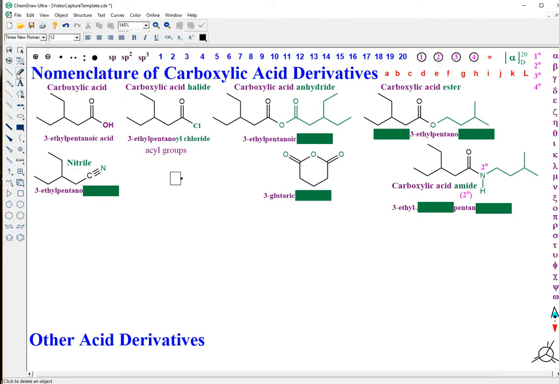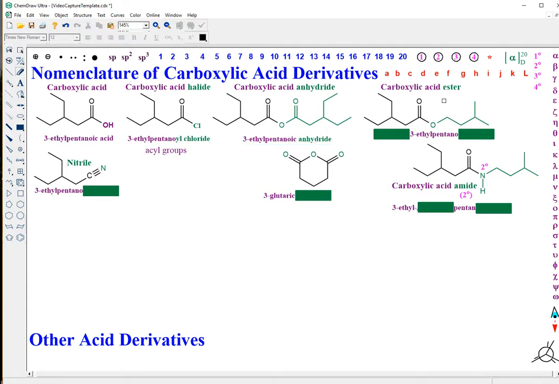A carboxylic acid anhydride keeps everything up to the ic this time, mostly because we kept the oxygen. And notice there are 2 carboxylic acids glued together with water missing in the middle, thus explaining the name anhydride. And the name of a symmetric anhydride is, in this case, 3-ethylpentanoic anhydride. You change the acid to anhydride. So you kept everything up to the oic, always going back to the carboxylic acid, and replaced the word acid at the end with anhydride.